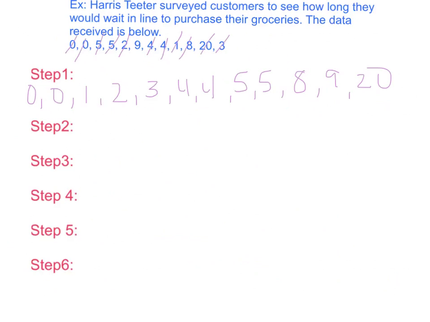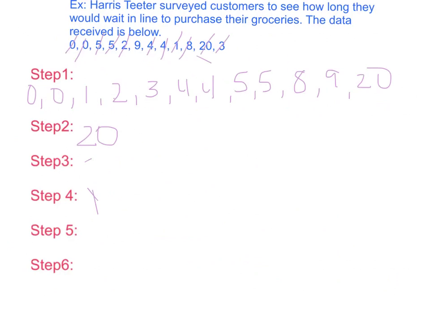Step 2 is to find the upper extreme. That's going to be 20. The lower extreme is 0. Step 4, the median. So now if you look, if we count together inside, the middle two numbers are 4 and 4. So we're going to say 4 plus 4 is 8 divided by 2, so our median is 4.